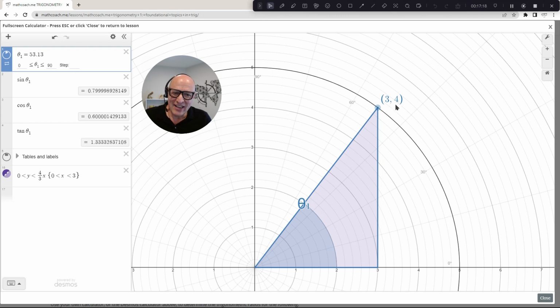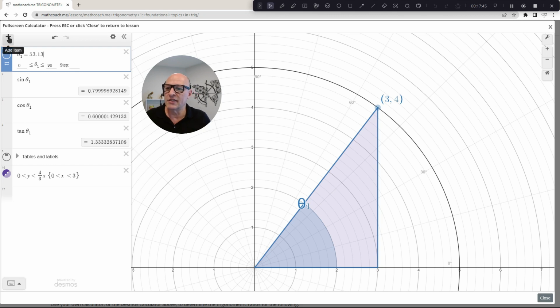So I can see a 3 and 4 there, and my sine ratio is about 0.8, which would be 4 divided by 5. And my cosine ratio is about 0.6, which would be 3 divided by 5, right? And my tan ratio would be 4 divided by 3, about 1 1/3, 4/3.